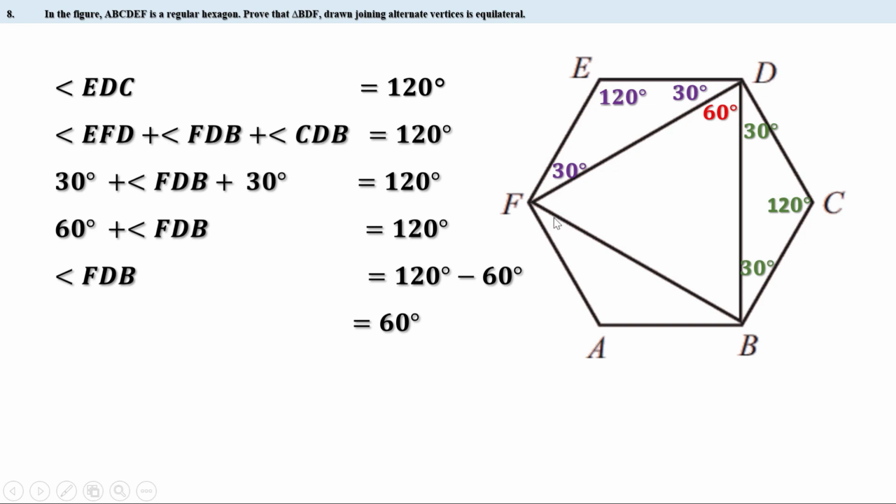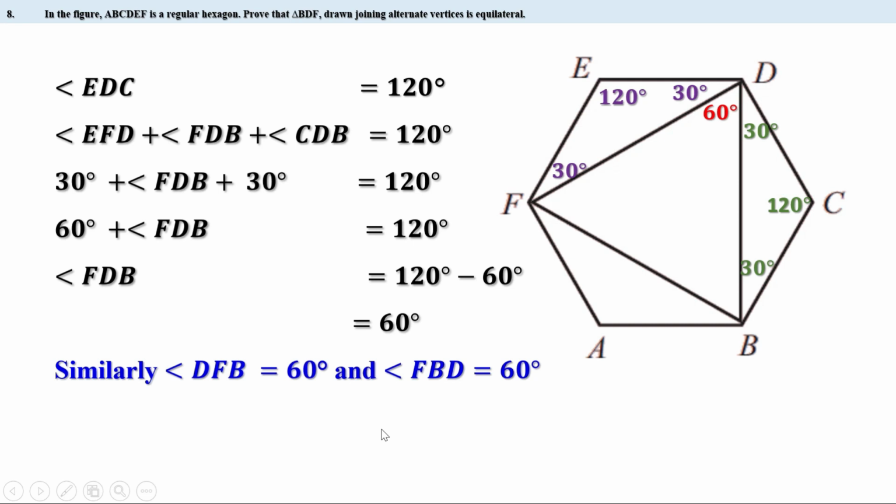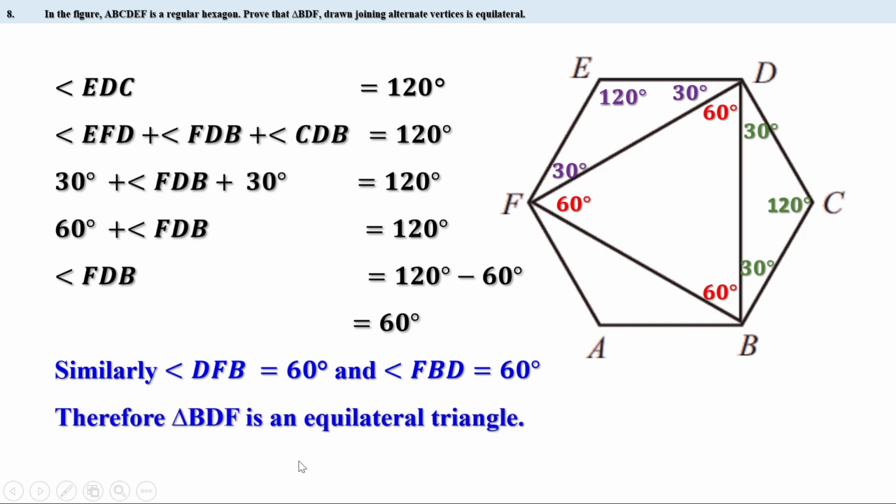Similarly, since these two angles are 30 degrees, we can see that this angle is also 60 degrees. And in the same way, we get this angle is also 60 degrees. That means all the three angles of triangle BDF are 60 degrees. Therefore, it is an equilateral triangle.